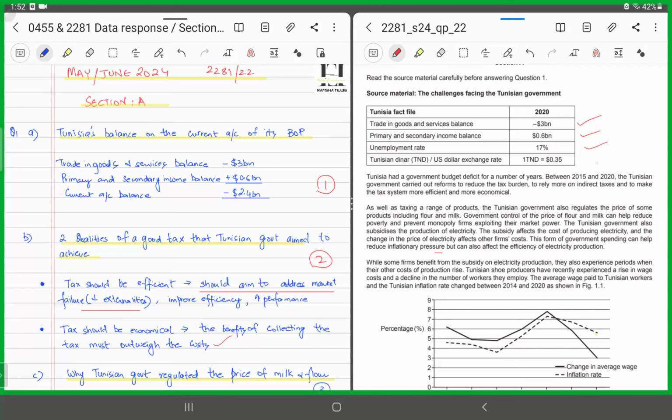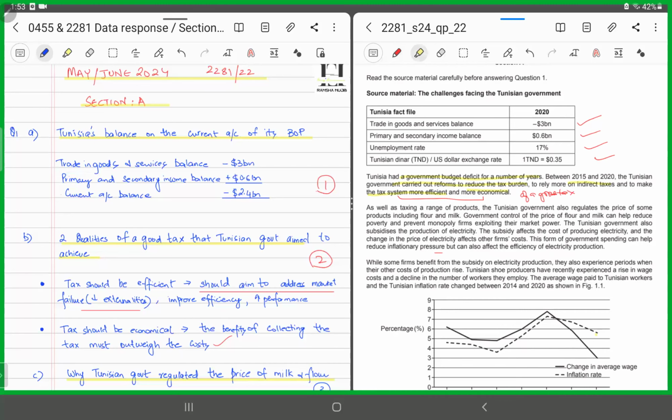Now, they say that the government had a budget deficit for a number of years. Between 2015 and 2020, the Tunisian government carried out a number of reforms in order to reduce its tax burden, and it relied more on indirect taxes, and it tried to implement the qualities of a good tax. How? By making the tax system more efficient and more economical. So, what are these? These are the two qualities of a good tax. All right. Next, what it did, it taxed.